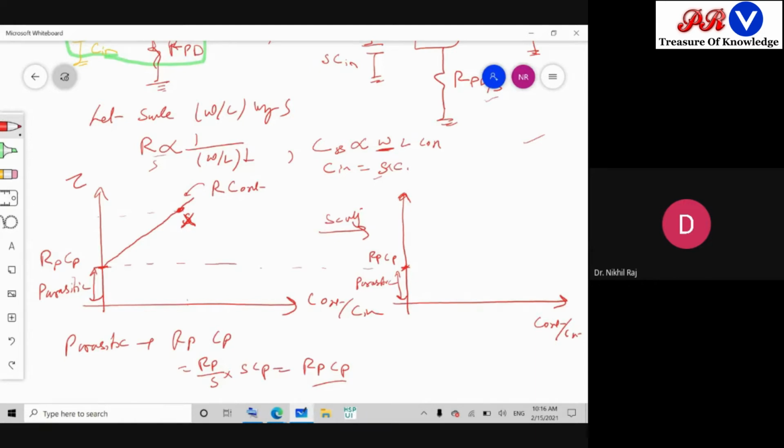Parasitics can be assumed whatever is given in the data sheet. Now from here, what will happen to this factor X? When I see X, it is given by R into C out, and R is R by S and C out will remain as it is. So what will happen? It will get a divide by factor of S.